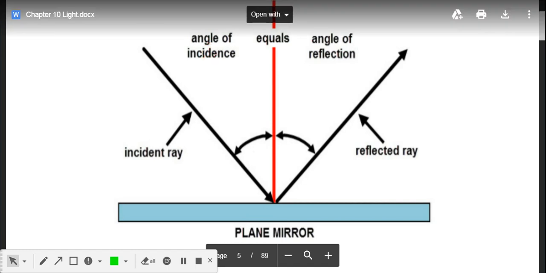Angle of incidence is this one. Angle of reflection is this one. This is the normal, and this is known as the point of incidence.